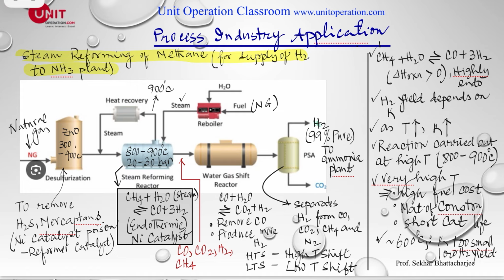800 to 900 degrees Celsius, but we really cannot go beyond that. So we have to settle on some kind of optimal temperature. Why? Because if you go to a higher temperature, there will be a high fuel cost, and of course, the material of construction becomes a constraint at high temperature, and it also shortens catalyst life.